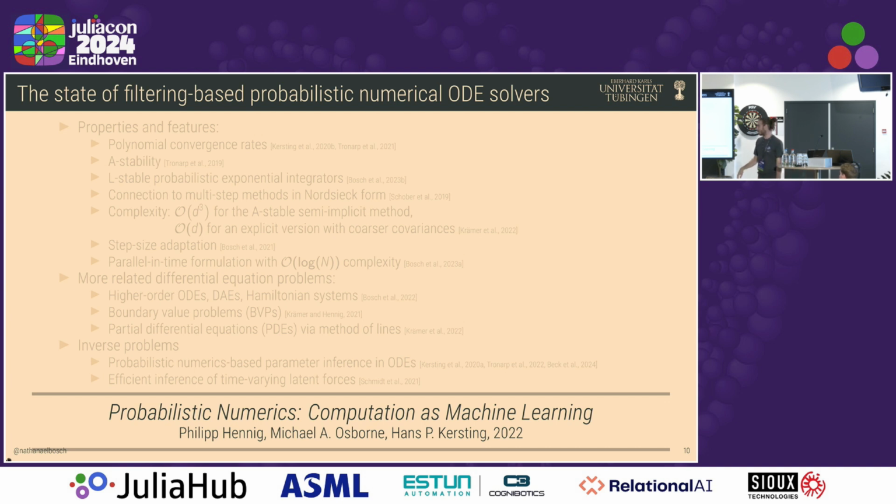Maybe one other place to point you to is there's a book written by my professor Philip Hennig and co-authors, which is a book about probabilistic numerics. So it covers probabilistic numerics for ODEs, but also for other numerical problems. So Bayesian quadrature, if you ever heard of it, or Bayesian optimization, also fall in this category of topics. So that's a good starting point also.